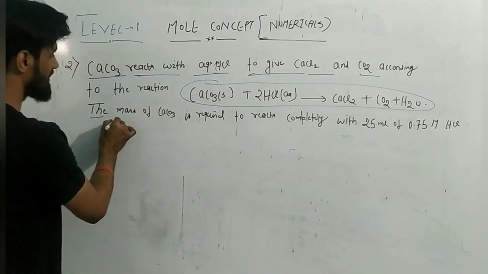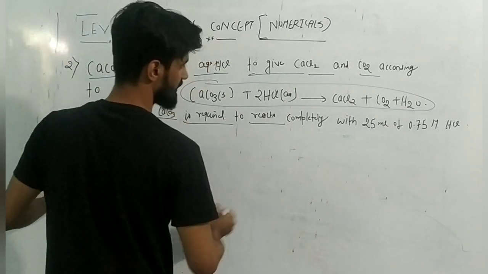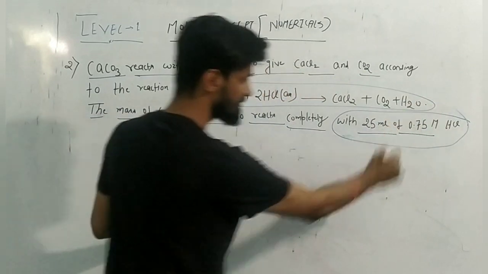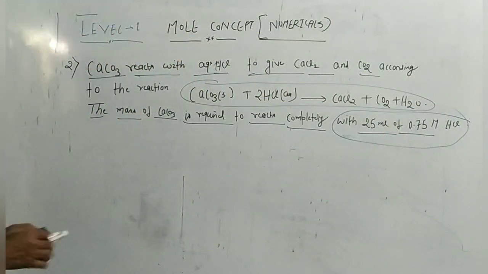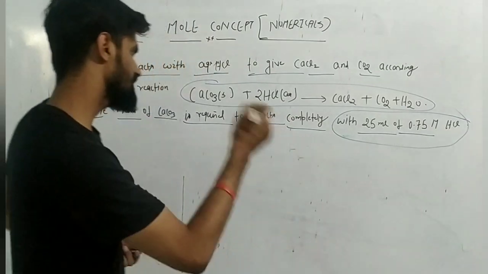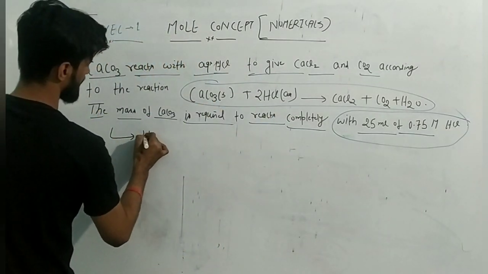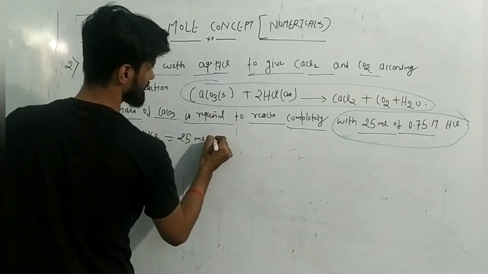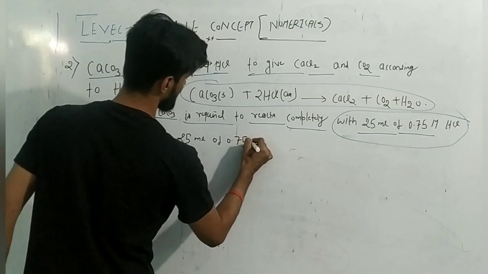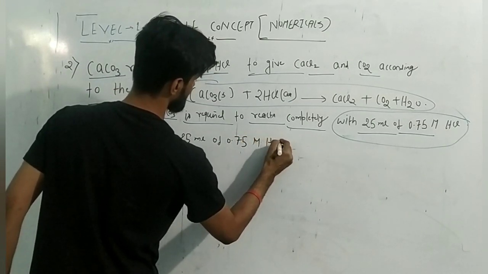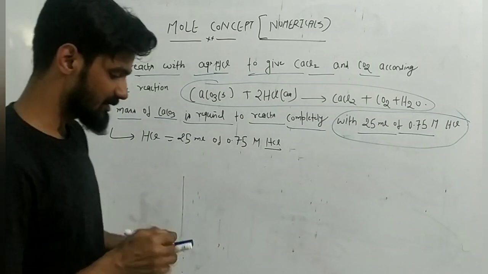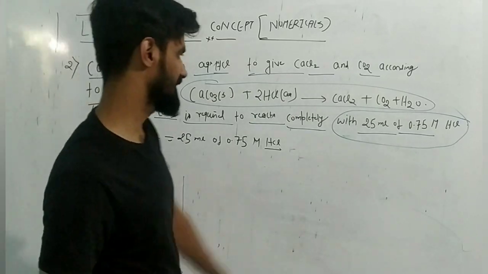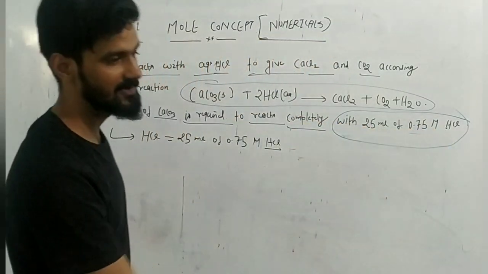Now the question is asking the mass of CaCO3 required to react completely with 25 ml of 0.75 molar HCl solution. This is the most important thing in this question that you have to understand. So I am writing 25 ml of 0.75 molar HCl solution. You have already studied how we calculate the number of moles or number of gram equivalents if molarity and volume are given, or if normality and volume are given.